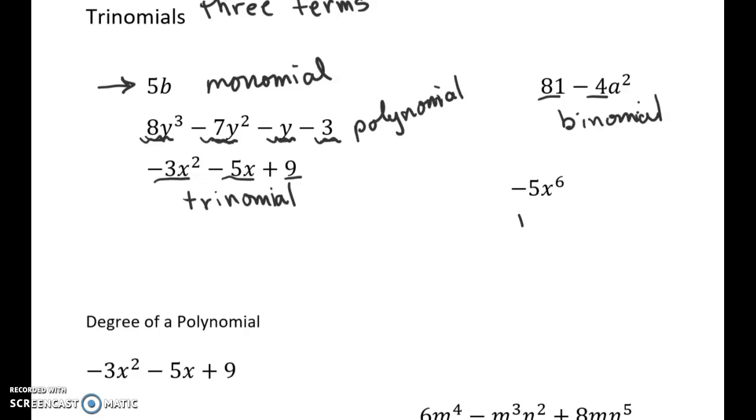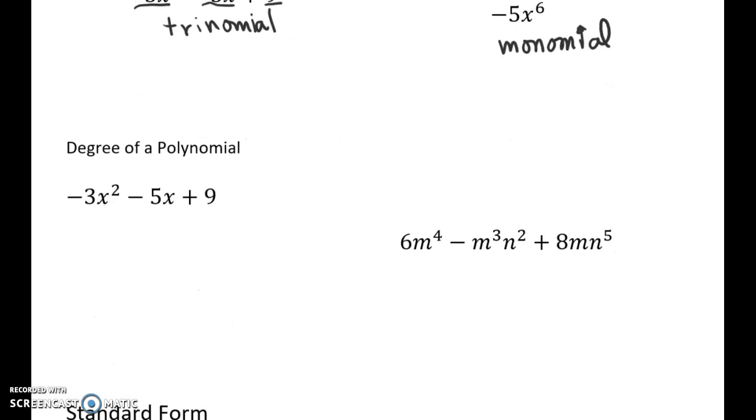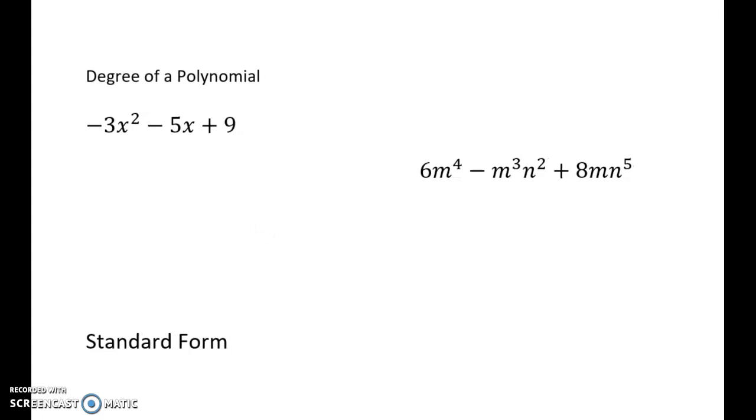Our last one here is a monomial. It's just one term. The coefficient is -5 and the exponent is 6. That's just one term. Now we're going to talk about the degree of a polynomial.